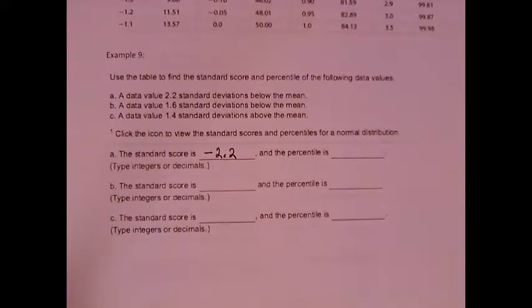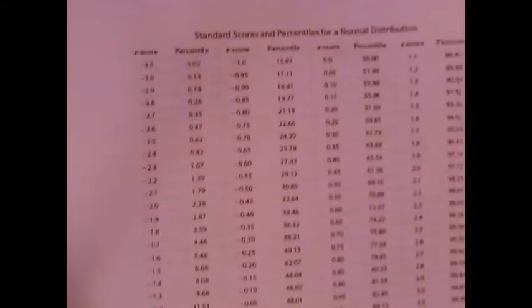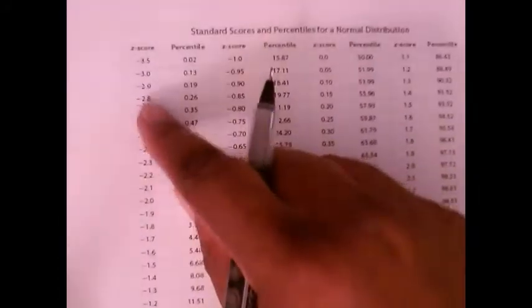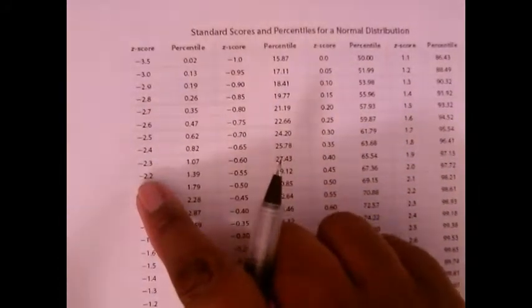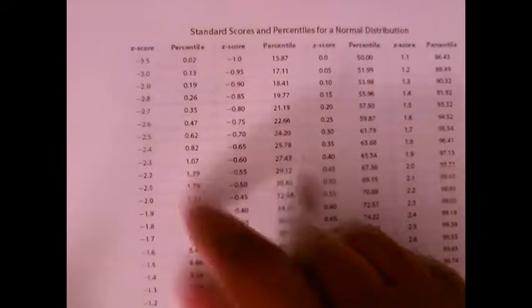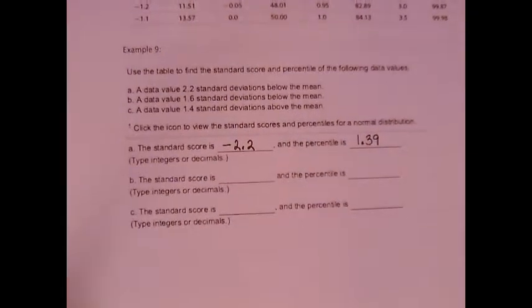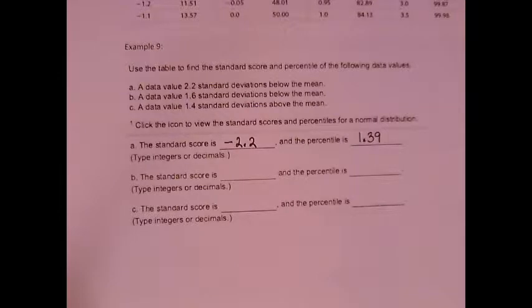Okay, now the standard score in part A, it says a data value 2.2 standard deviations below the mean. If it's below the mean, it has to be a negative 2.2. So the standard score is negative 2.2. And the percentile is, well, let's find negative 2.2 in this table. We look to the left, find negative 2.2. Go to the right, you'll see that percentile, 1.39. That's how we find the percentile here.